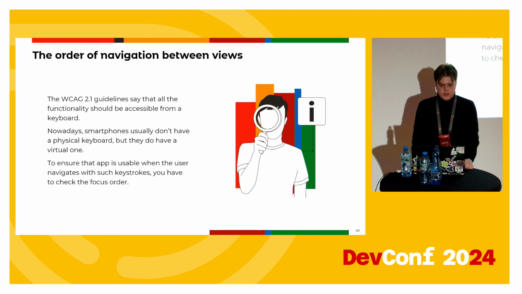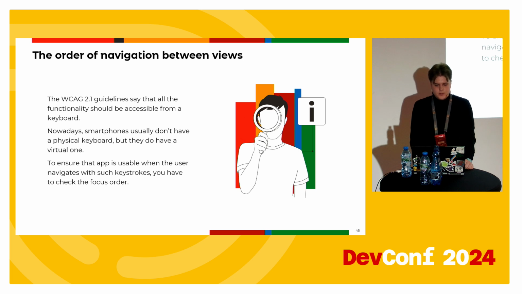The WCAG guidelines say that all functionality should be accessible from the keyboard. Nowadays, smartphones usually don't have a physical keyboard, but they do have a virtual one. You can also connect one with Bluetooth or USB OTG. The TalkBack screen reader also acts as a keyboard. What's more, users can navigate with a D-pad or a stick on wired and wireless controllers.